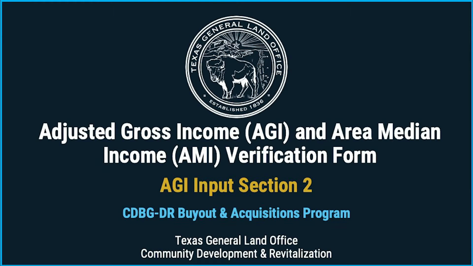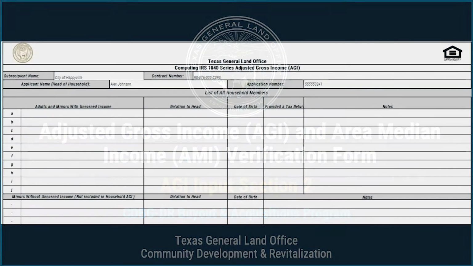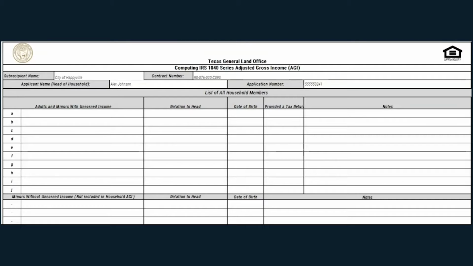The second section of the Adjusted Gross Income and Area Median Income verification form is the list of all household members. This section is to be completed by the applicant. The applicant should be the head of household. The head of household is an owner of the property applying for buyout or acquisition, who has been designated by the family as the head for purposes of determining eligibility.